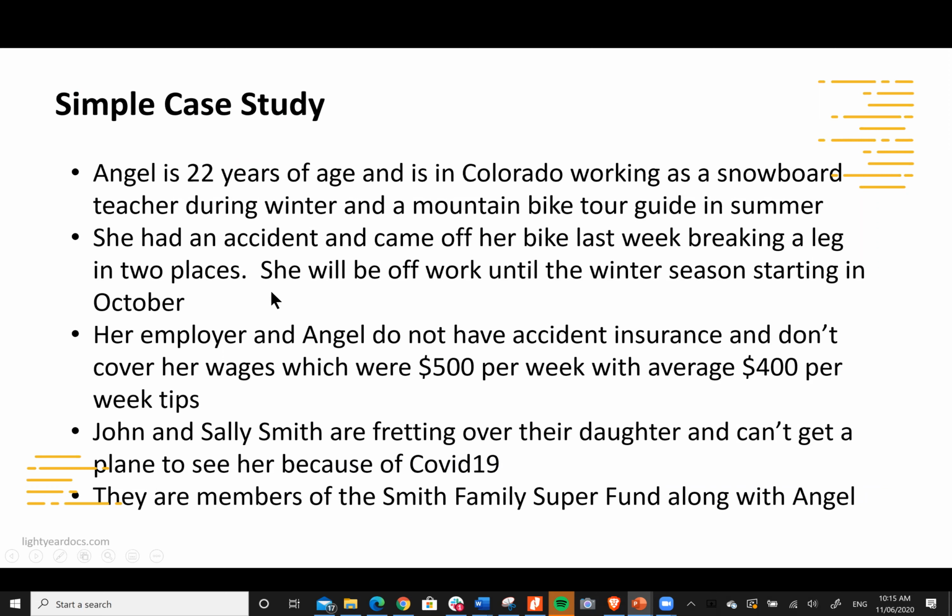So she's without income. Now, this is important. Her employer and Angel do not have accident insurance, so she got one for herself. Her parents should have really paid for it anyway, but again, that's another issue. And the employer doesn't cover her wages, which were $500 per week with an average $400 per week in tips. So she gets obviously quite a lot of tips, which is fairly typical of people over in the US.